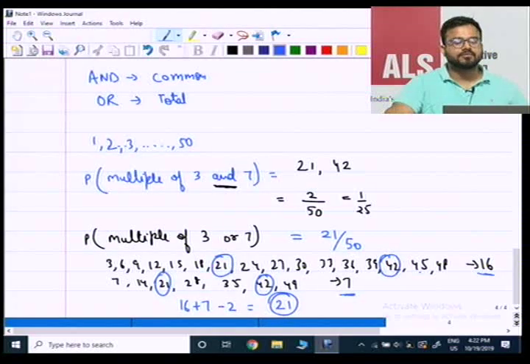Is this clear till now? The difference between AND and OR we have done in the last class also. This is very important because these words play a major role in solving the question. Any doubt till now? Itanagar, CC4, any doubt? Okay.